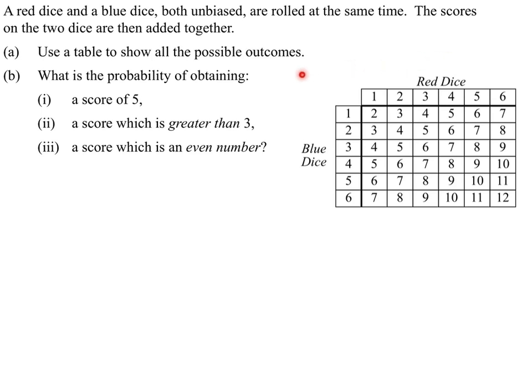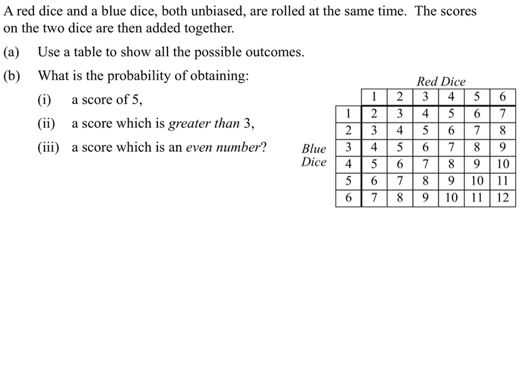On the right hand side here we can see that particular table. So for the blue we've got 1 to 6, red 1 to 6, and in the main section here we have the outcomes. So if we were to roll a 1 on the blue and then a 1 on the red, adding the two together would get the score of 2. Rolling a 5 on the blue, a 4 on the red would give us a score of 9.